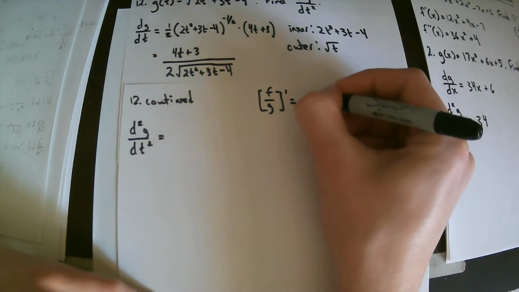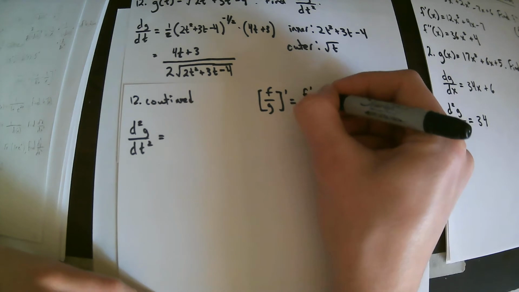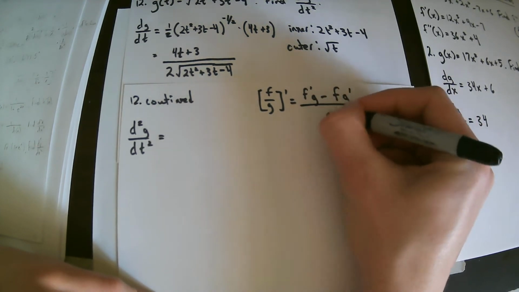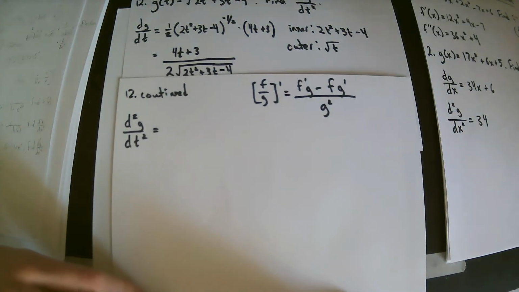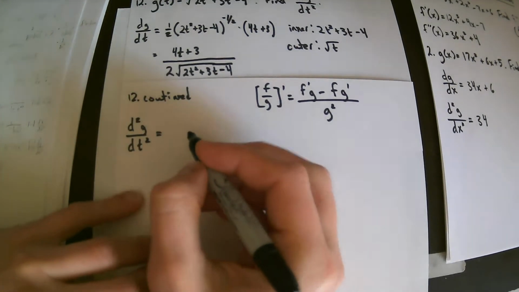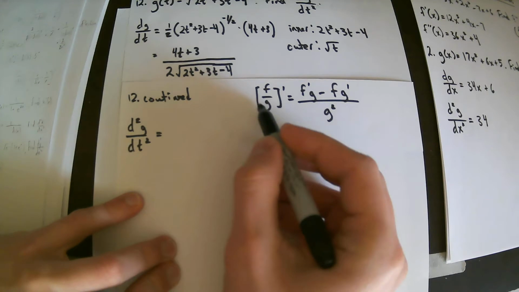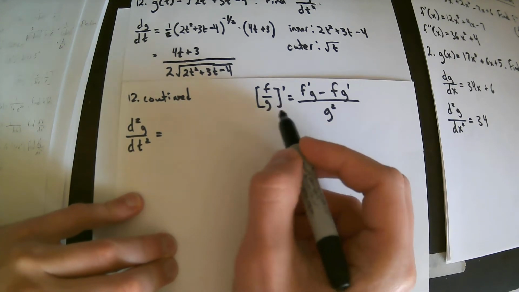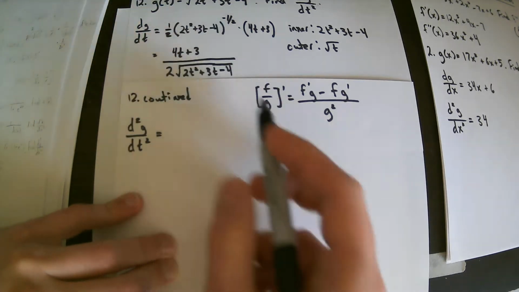prime, that's going to be f prime times g minus f times g prime all over g squared. So here, now this g is not the same as that g. This is just some arbitrary denominator function that I chose here. Just so happens that they're the same letter. Okay.